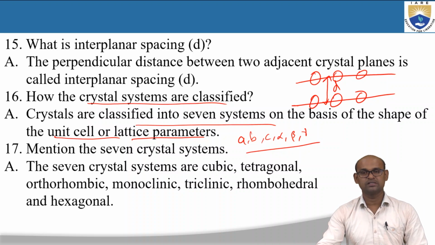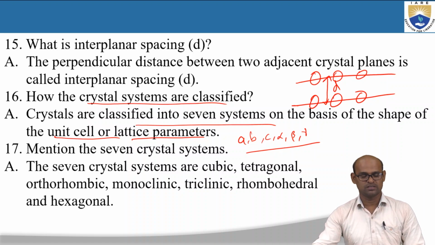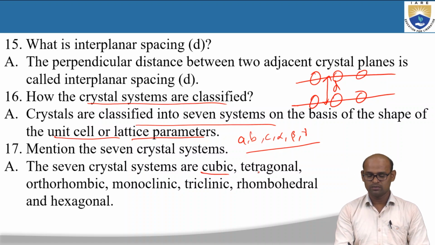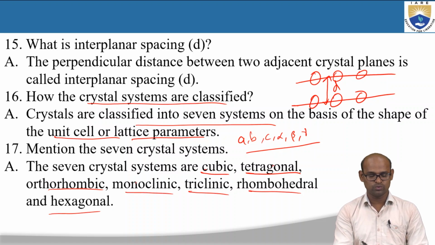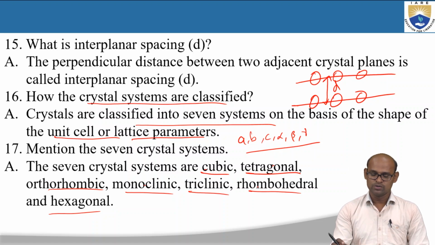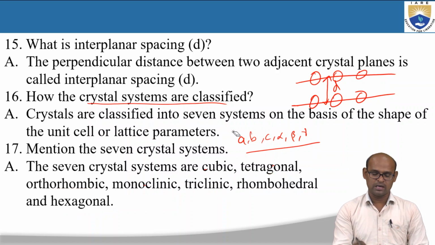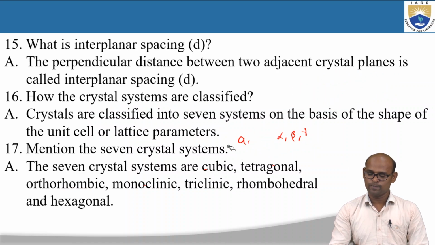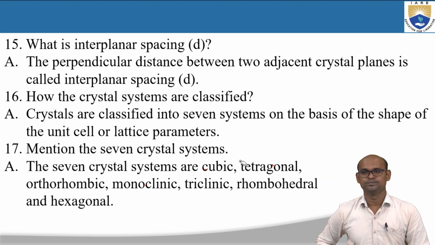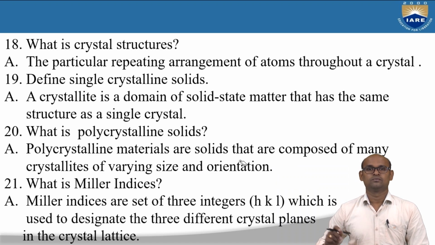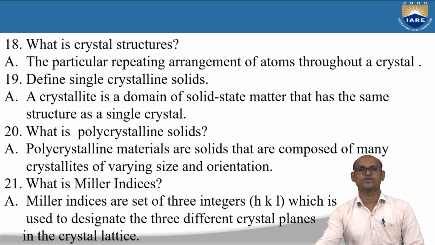Mention the 7 crystal systems. What are these 7 crystal systems? Cubic, tetragonal, orthorhombic, monoclinic, triclinic, rhombohedral, and hexagonal. These are the 1, 2, 3, 4, 5, 6, 7 crystal systems that we have classified based on lattice parameters and shape of the unit cell. So the next question, what is crystal structures?